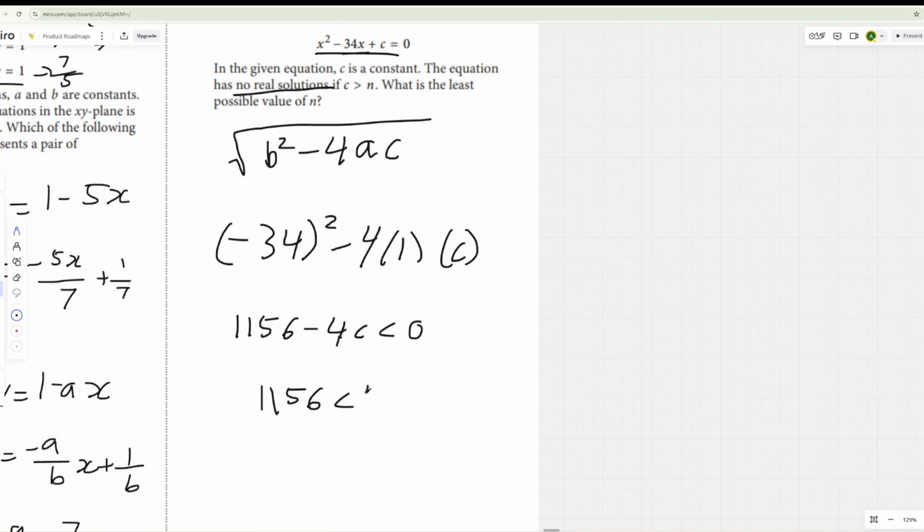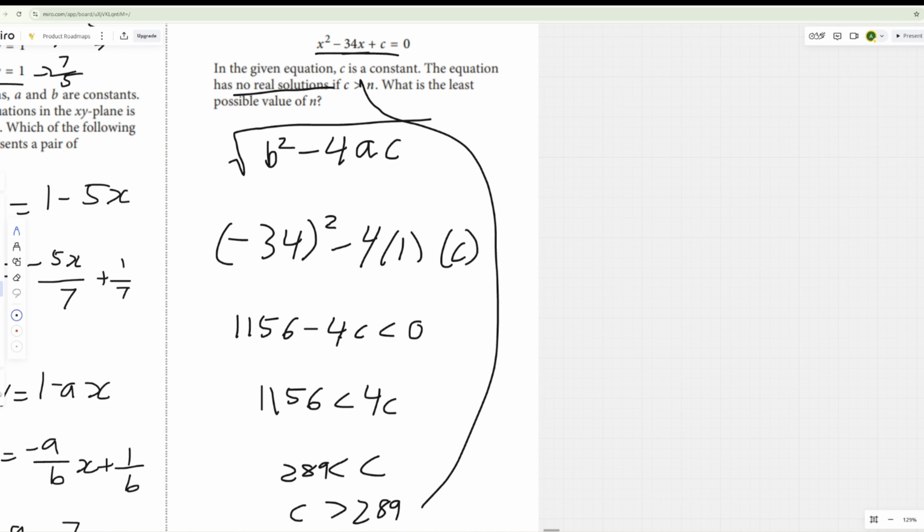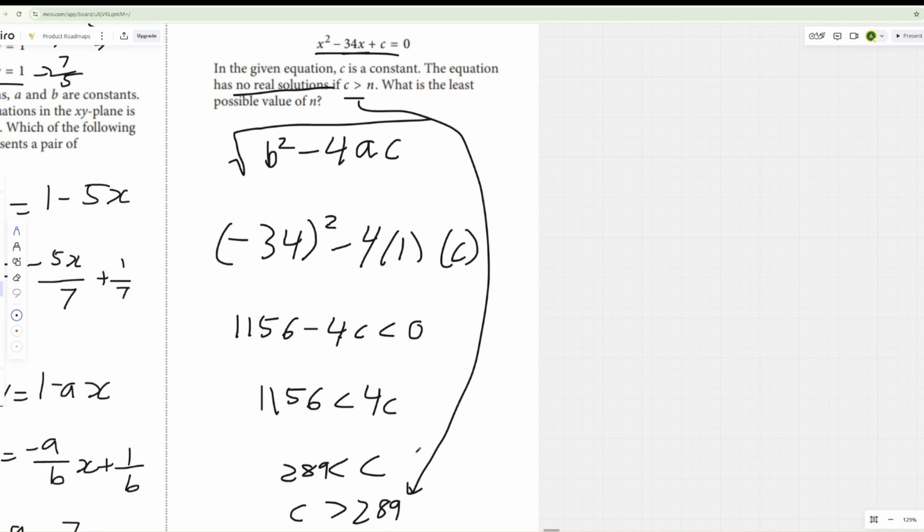1156. We're going to solve for c now. And we get c is bigger than 289. And if we just flip it around like this, we have the same setup as the thing they gave us up here. So now we know n is 289. And there we go. We're done.